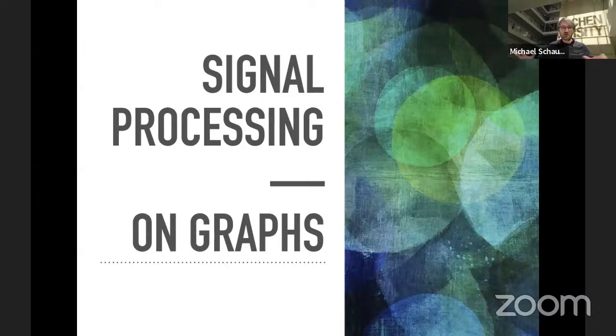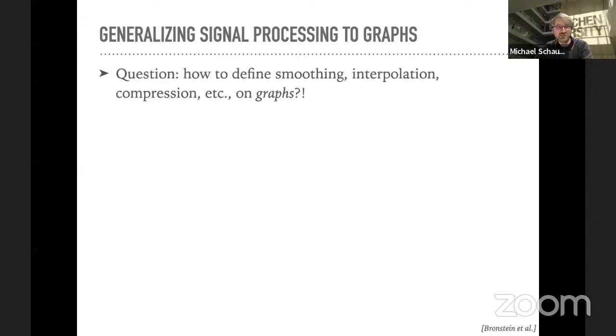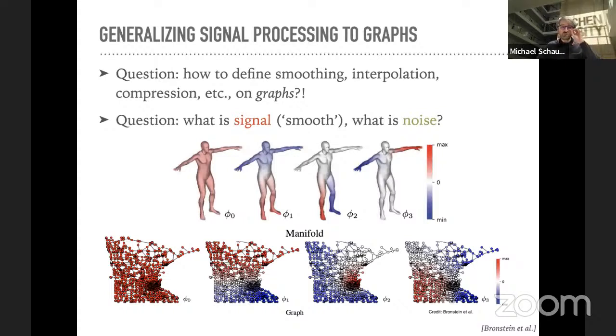Let's just quickly recap signal processing on graphs, which has been a very hot and lively topic over the last decade or so, I would say. It's a very interesting area that I got interested in during my postdoc as well. And so the question is basically, how do we define signal and noise on a graph? And by doing this, how do we define smoothing, interpolation, compression, whatever signal processing operation we want to do on graphs?